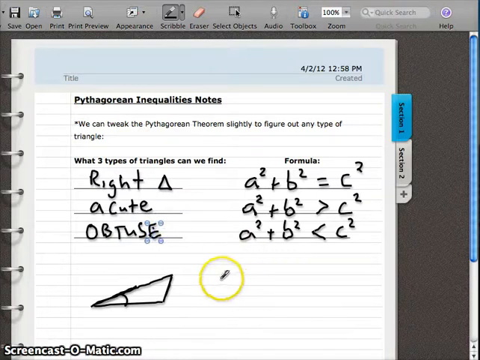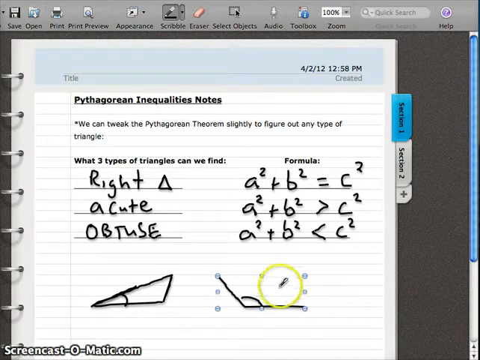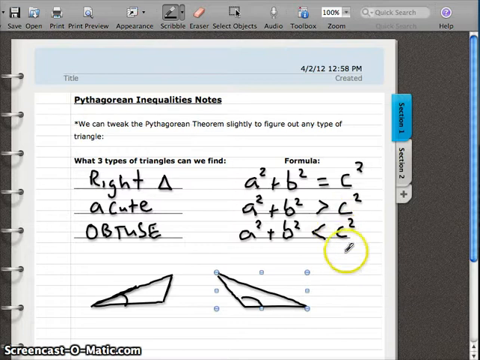So that would look like this. If I had drew myself an obtuse angle here, well, now I have a much longer side across from that angle. And if I'm talking about C, that means I'm talking about the longest side in a triangle. And if the longest side is much larger than the other two sides, even if they're squared and added together, then I have an obtuse triangle. And that's created by that obtuse angle.